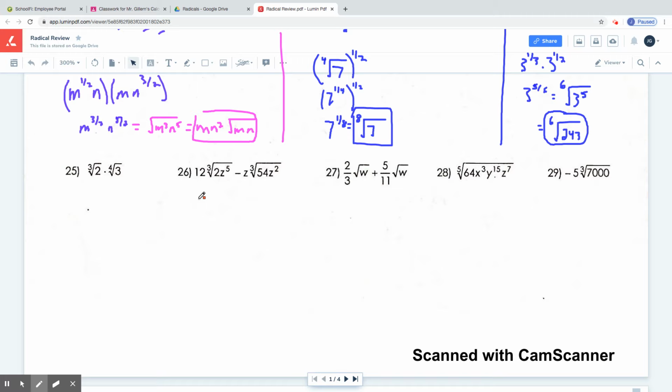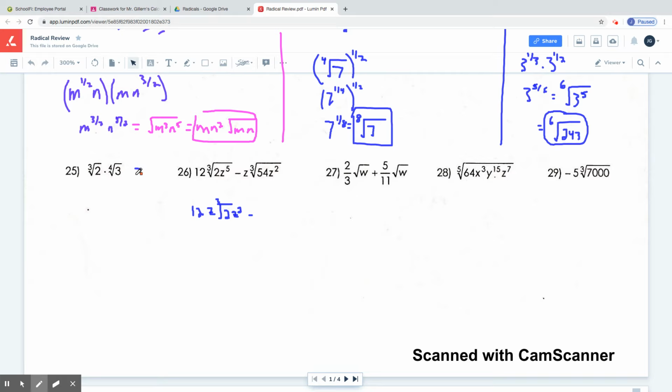All right, so I have 12. The 2 I can't do anything with, right? But z to the 5th, 3 goes into 5 one time, so I can take out a z. And then I would have the 2 still in there, and then I have a z squared. Minus, all right, 54. This is the cube root of 54, right? Forgot about the cube root there.